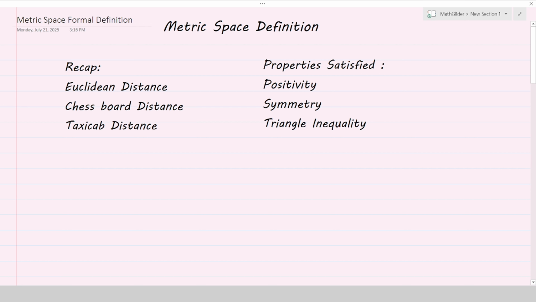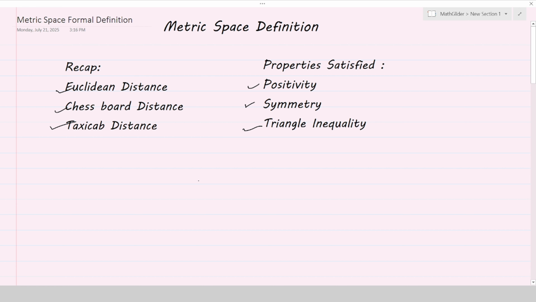In our first video, we explored different ways of measuring distances, like the Euclidean distance, chessboard distance, and taxicab distance. We also noticed that all these three distances share common fundamental properties, namely positivity, symmetry, and triangle inequality. Today we are going to take these three properties and use them to give a formal definition of what we call a metric. This definition captures the essence of distance in a very general way, not just in R2 or R3.